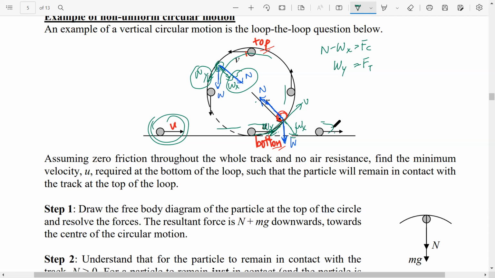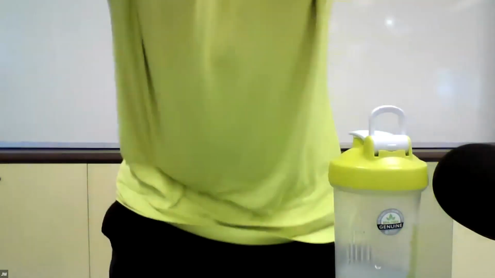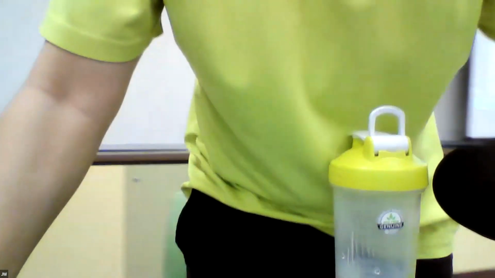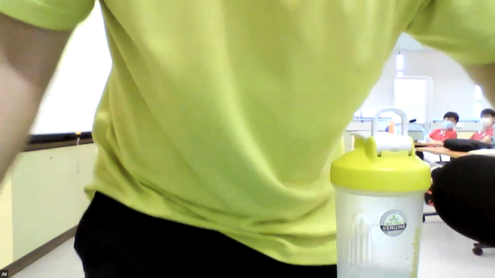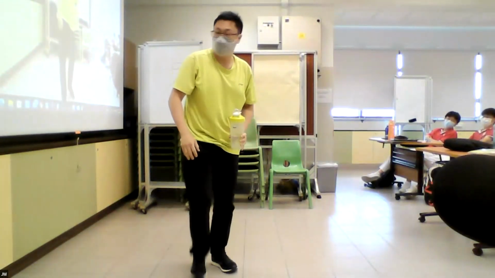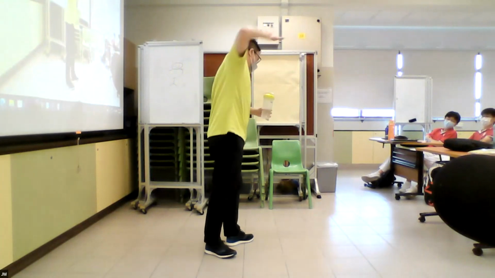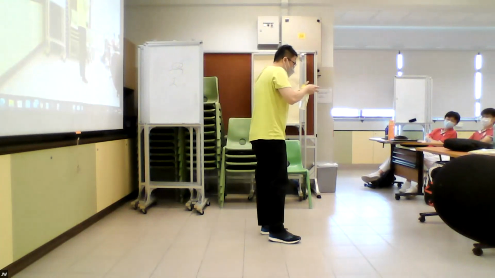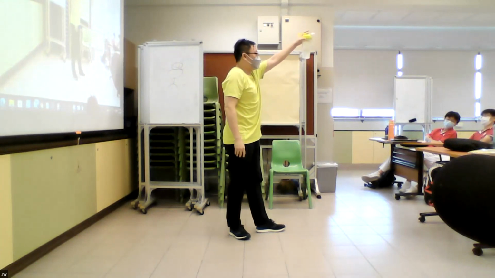I prepared my water bottle. Let me turn on the camera so that those who are not here can see also. Let me try and rotate. What I'm going to do is to turn this water bottle and show you that the water will not come out.